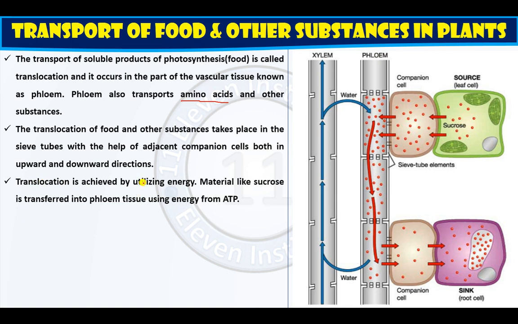Translocation is achieved by utilizing energy. Very much important. Transpiration means the movement of water through xylem, for which the plant does not have to spend any energy. But when I want to transport food, the plant has to utilize some energy in the form of ATP. Right? The plant has to put in some effort, spend some energy. Materials like sucrose are transferred into phloem tissue using energy from ATP.